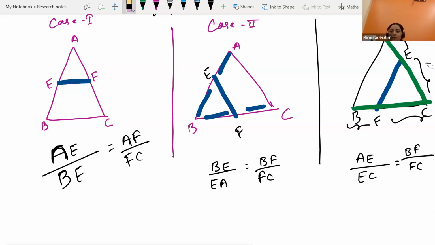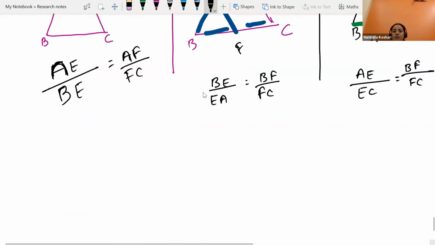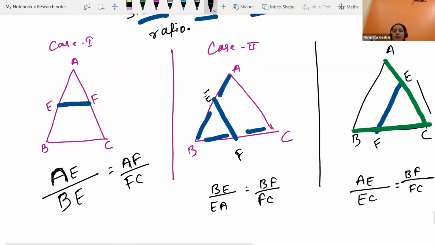Or you can say that this CE by AE is equal to CF by FB. Getting it? Let's read in one go.